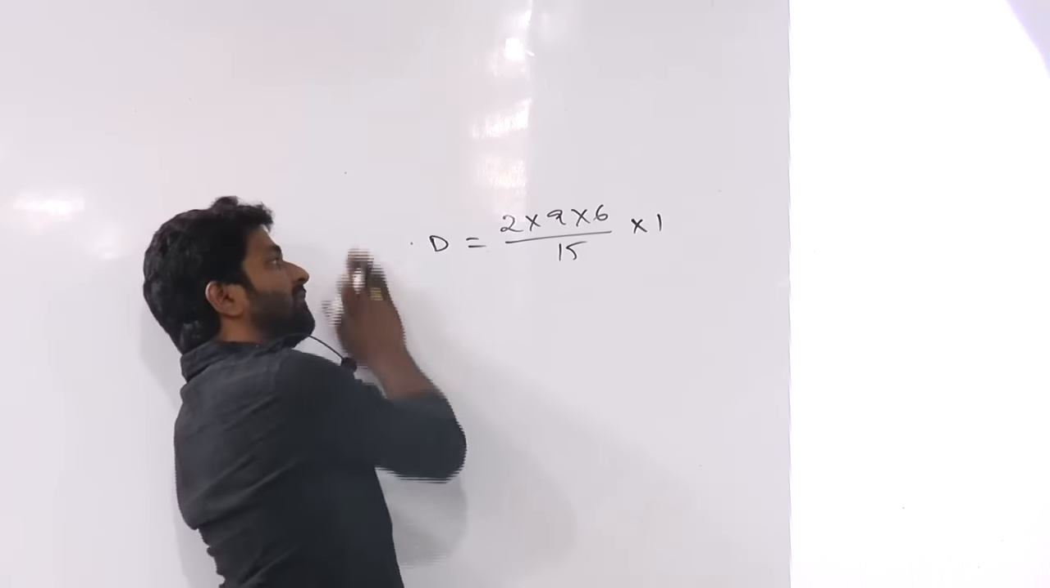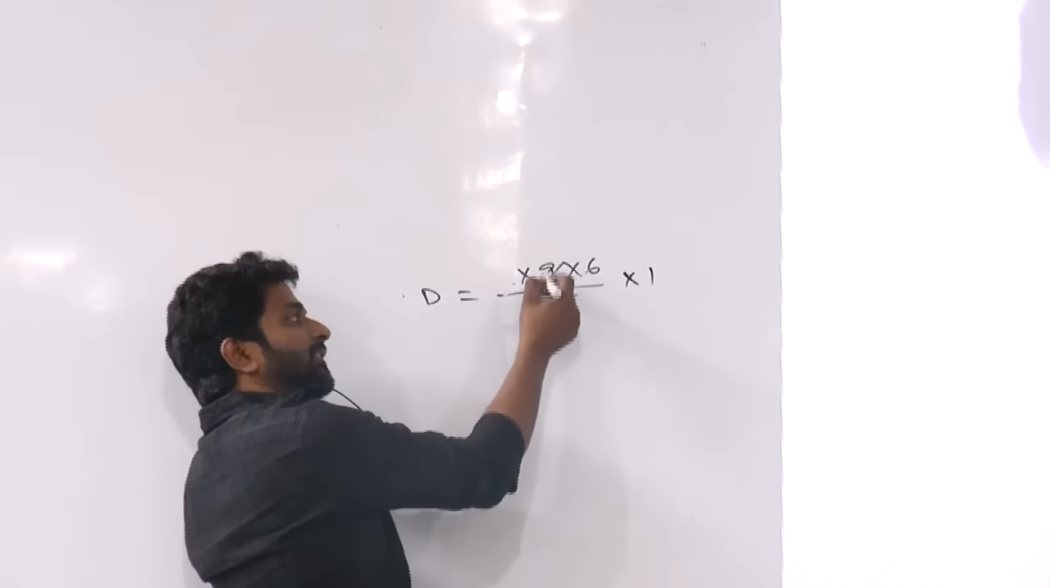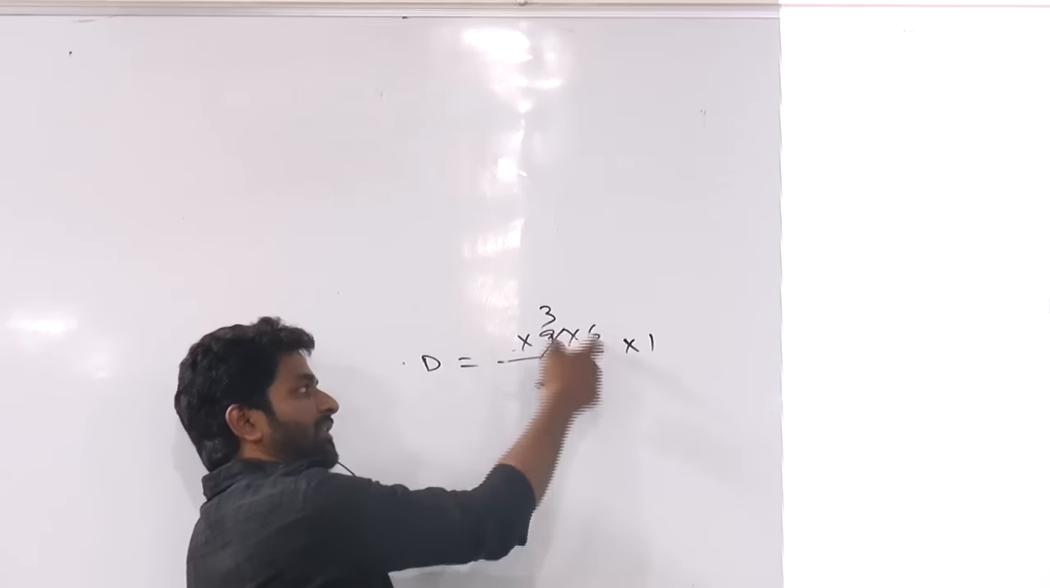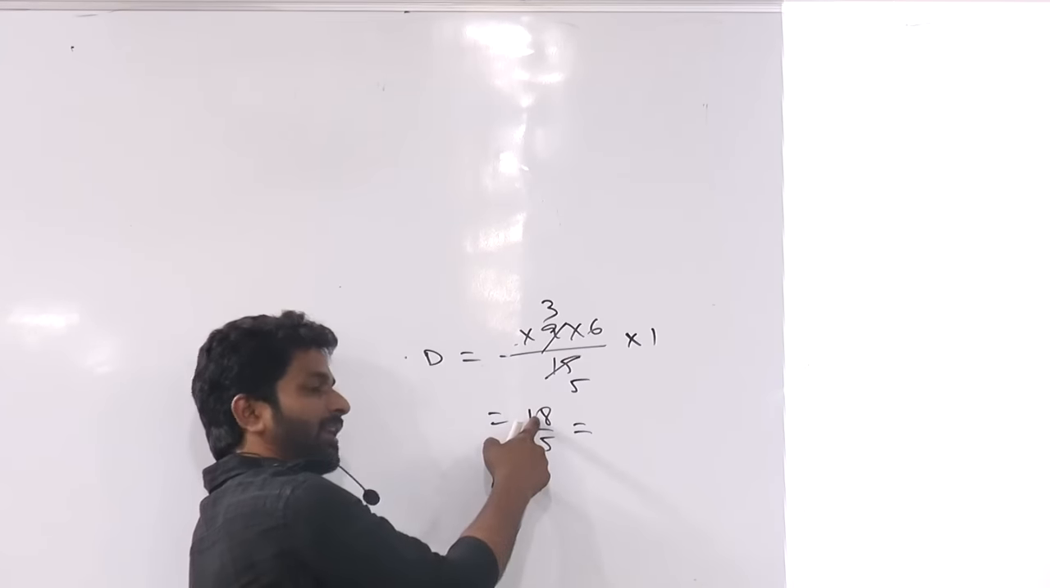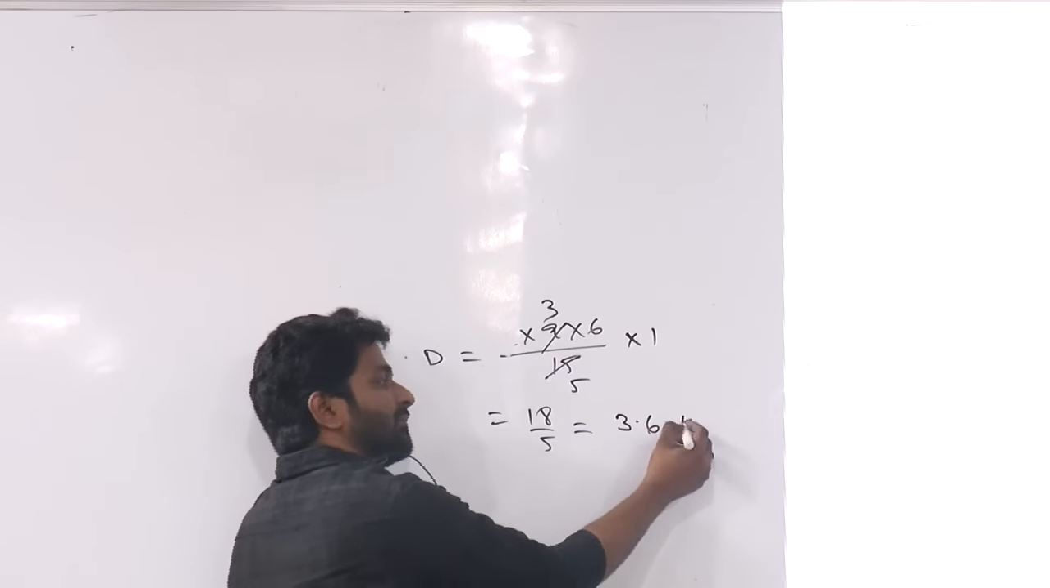Need to calculate D. 2 to cancel. 3 times. 3 5 times. 18 by 5 divided by 10 into 2. Divided by 10, 3.6 into 2, 3.6 kilometers.